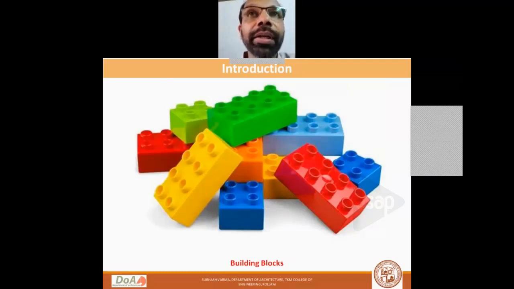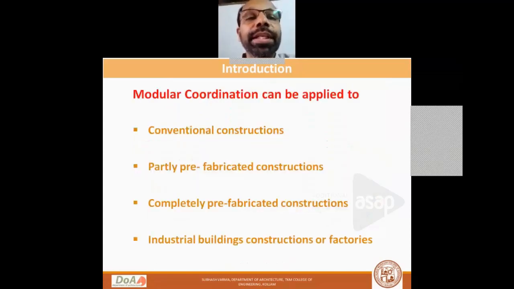You can assemble them together and build anything. So where can we apply this modular coordination? We can apply this modular coordination to conventional constructions, or to buildings which are partly prefabricated, or buildings which are completely prefabricated, or to buildings which are industrial, meant for industries or factories.